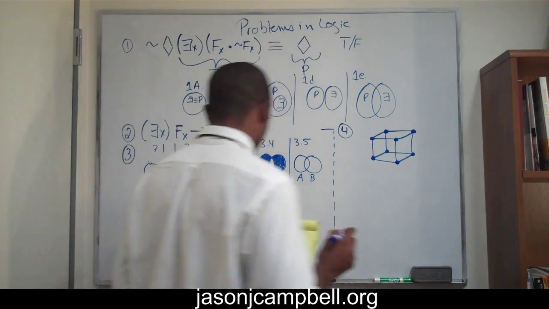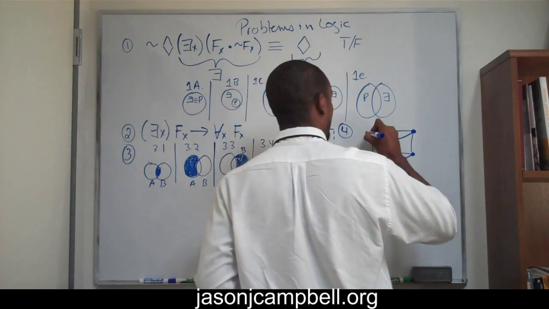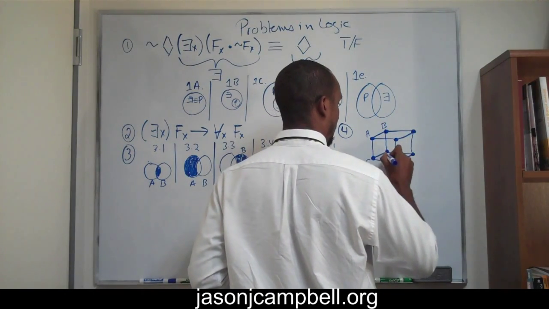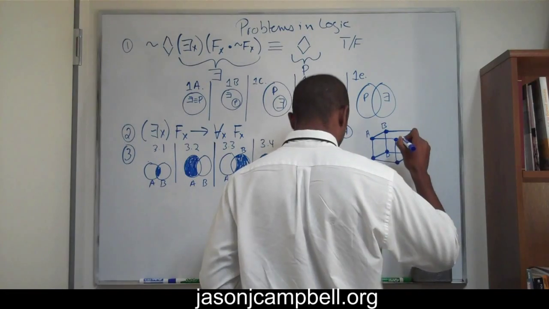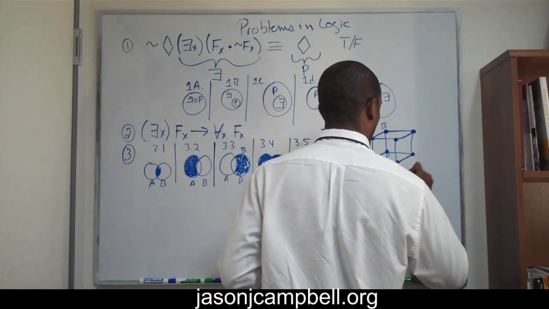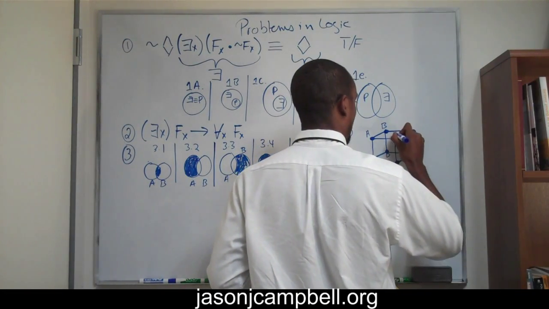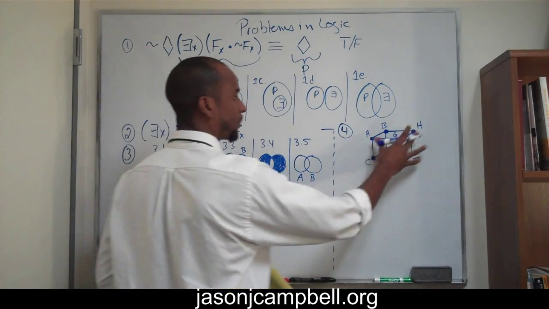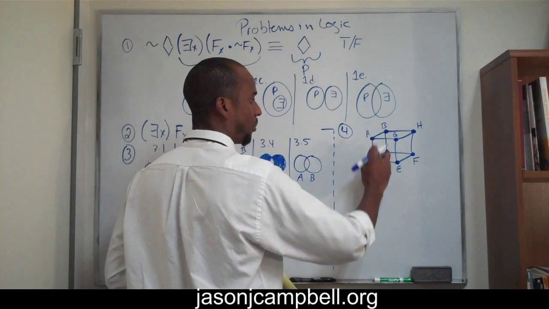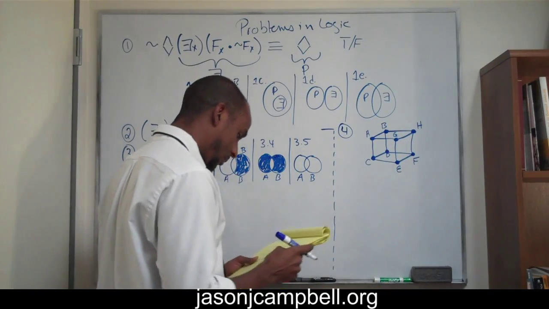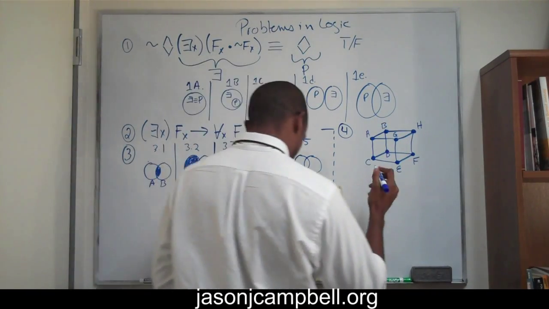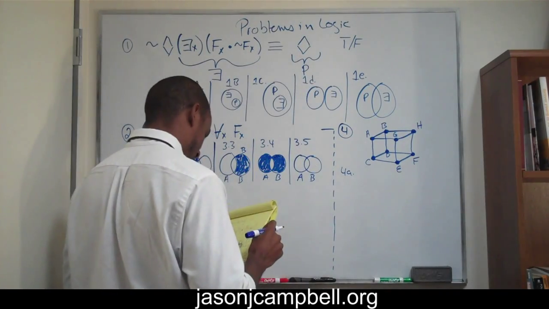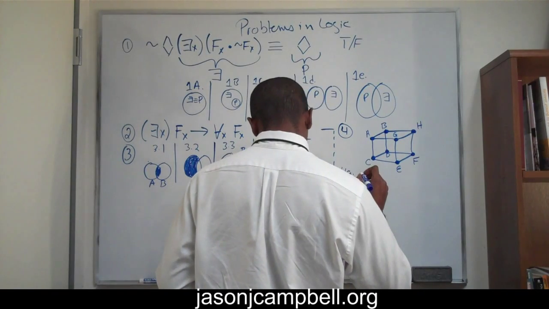So we draw our cube. Now we're going to label each point. This is going to be point A, point B, point C, point D, point E, point F, point G, and point H. Okay? So we have our cube, and each point has a letter. And I have some questions. So question 4A is the following.